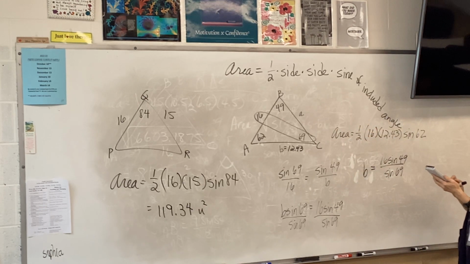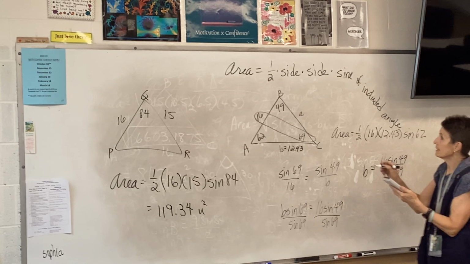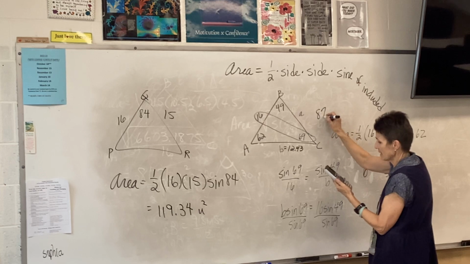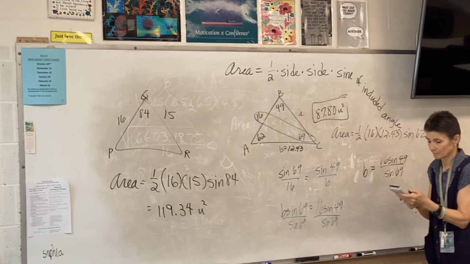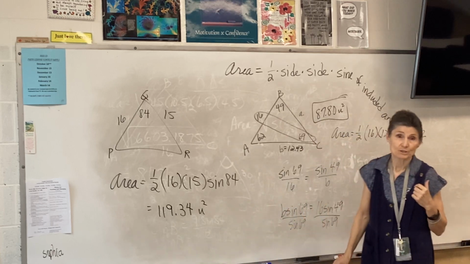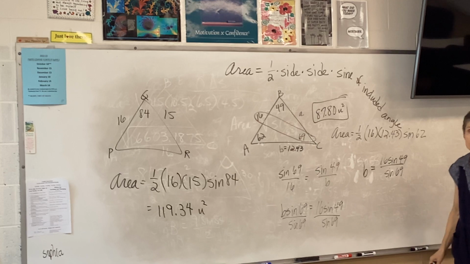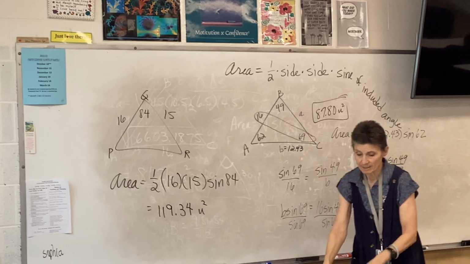So my area is 0.5 times 16 times 12.93 times sine 62. My area is 87.80 units squared. That one was a little harder to do because I had to find that side first. I had to do my law of sines to find that side.